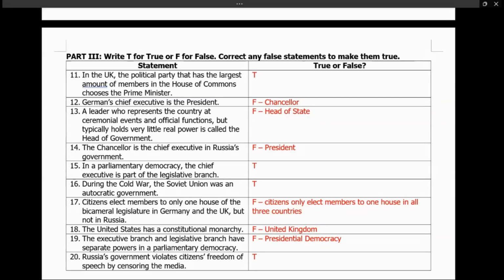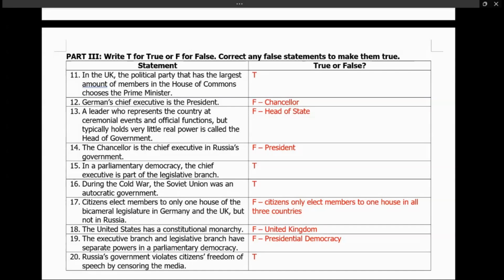Number 12, German chief executive is president. Nope, that is false. We know Germany's chief executive, the German leader, is called the chancellor. Number 13, a leader who represents the country at ceremonial events and official functions, but typically holds very little power, is called the head of government. False. That is called the head of state. Head of government is a chief executive, the top of the top, the big dog. So the chief executive, just like what we talked about: Germany, chancellor; United Kingdom, prime minister; and of course, Russia, president.